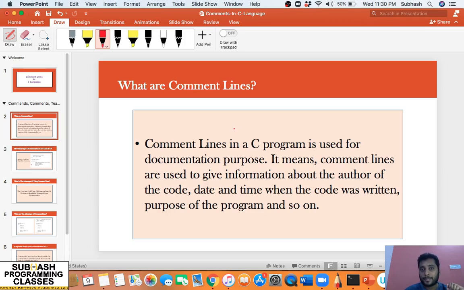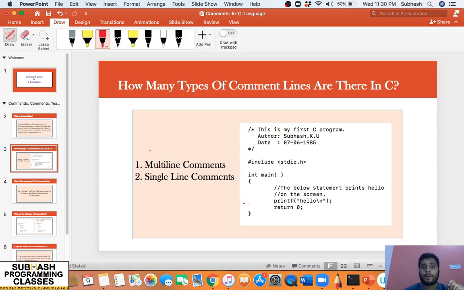Now, having said that, how many types of comment lines are there in C language? There are two types of comment lines in C language. The first one is called multi-line comments and the second one is called single line comments. Any comment that starts with a forward slash and star mark and ends with a star mark and a forward slash is called a multi-line comment. We call it multi-line because multiple lines can be commented out using it.